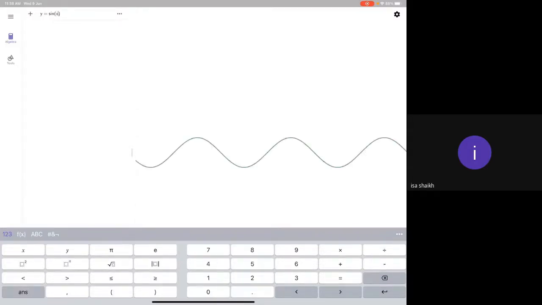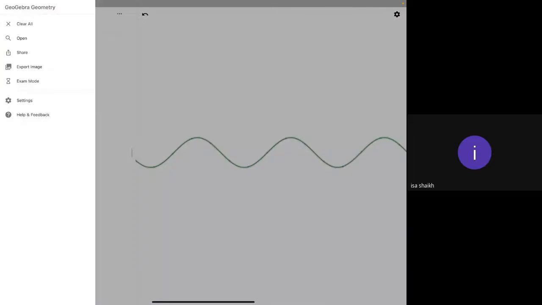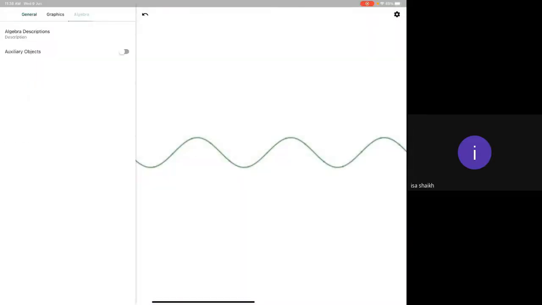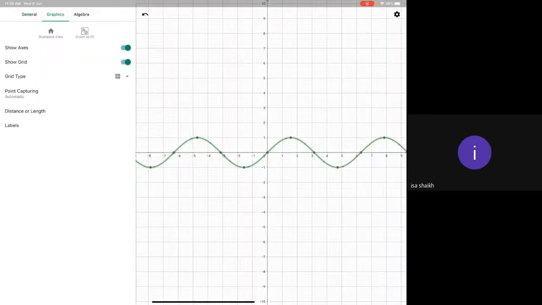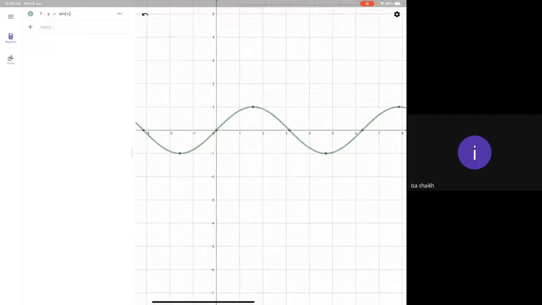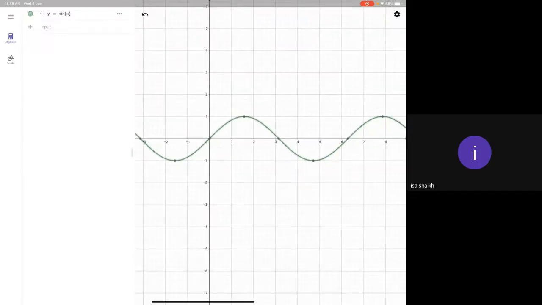You'll get this graph. Let me just switch on the axis. So this is the graph. Now can you see that sine 0 is 0? And slowly the value of sine is increasing. Now this is the first quadrant.